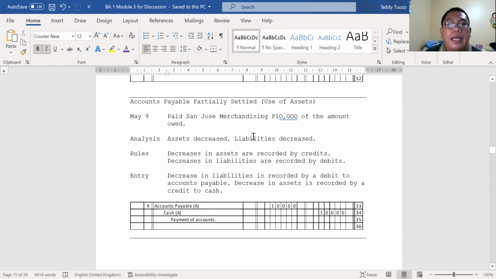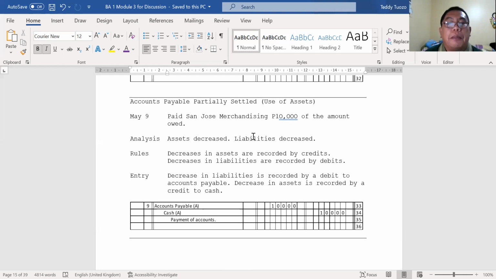Okay. So he paid the debt, a partial payment of the amount owed. If the amount owed were not disclosed, there would be a problem. But with the activity that I have given to you, class, there was always a reference to the original transaction, San Jose Merchandising.